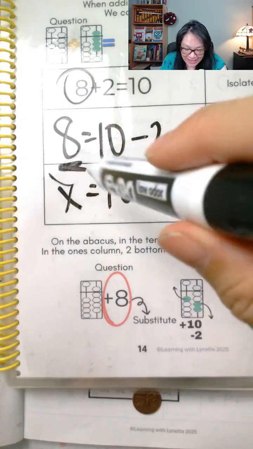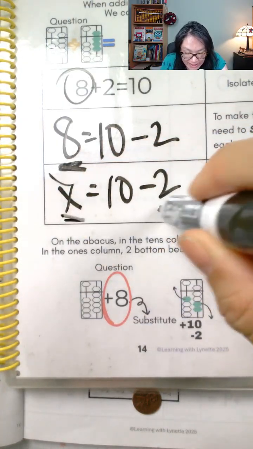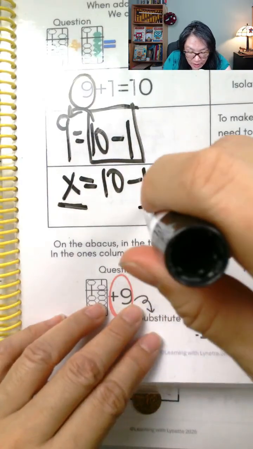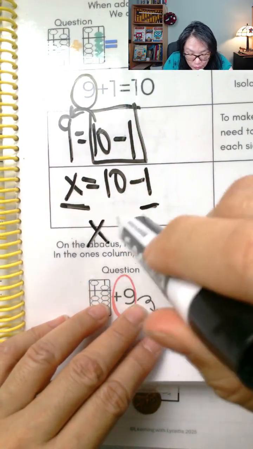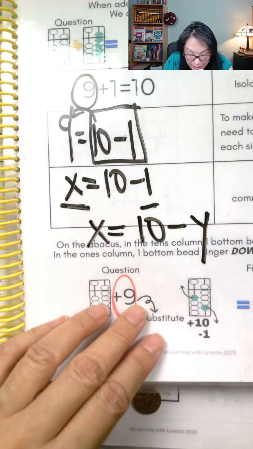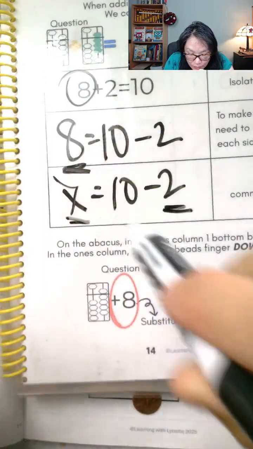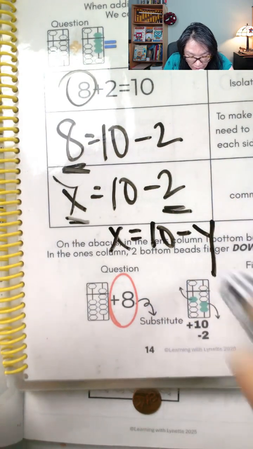So here we're going to have the x. But guess what? We're going to take this 2 and we're going to replace it with an unknown. So now we have our algebraic formula: x is equal to 10 minus y. We could do it again. X is equal to 10 minus y.